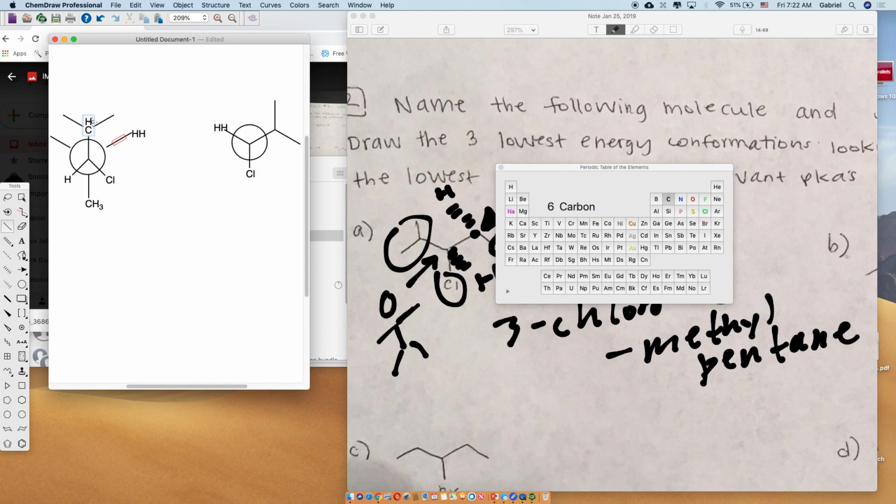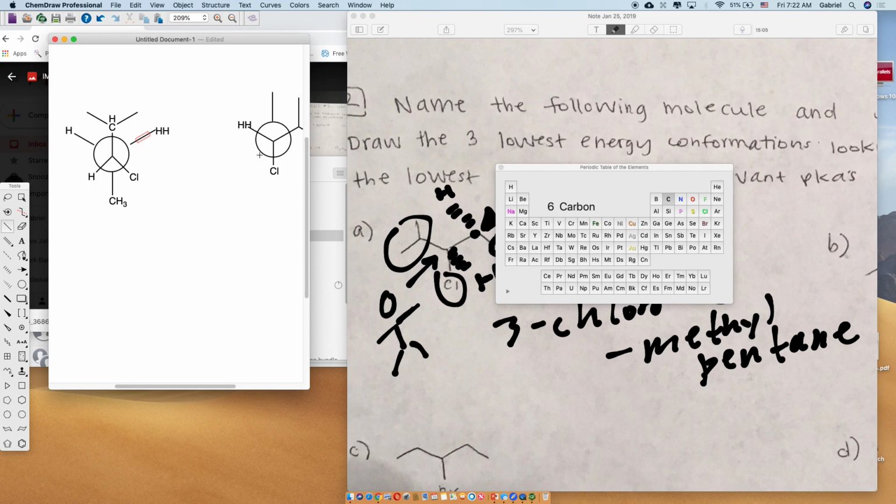So it's next to the methyl group, or I mean the isopropyl group. Just a single bond, please. So there's our methyl group that we've rotated over. Then we'll put our 2 hydrogens in.